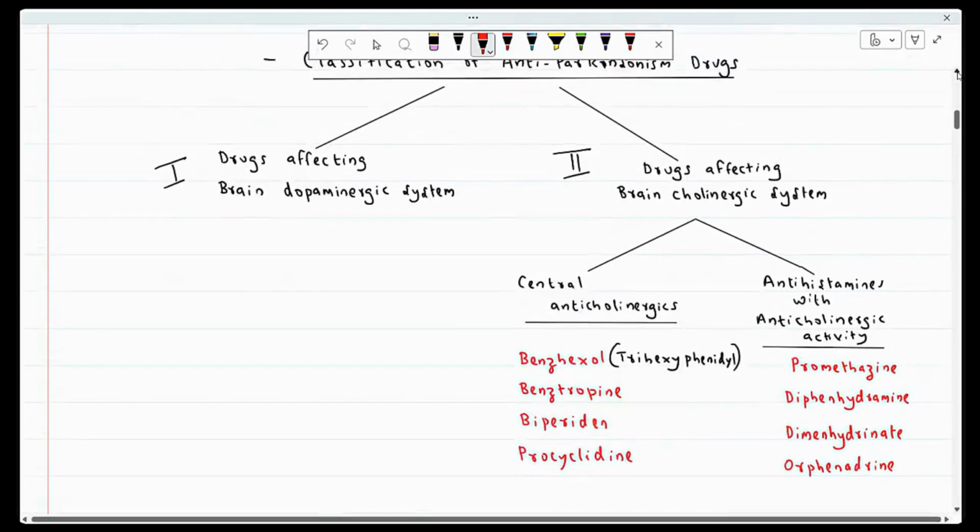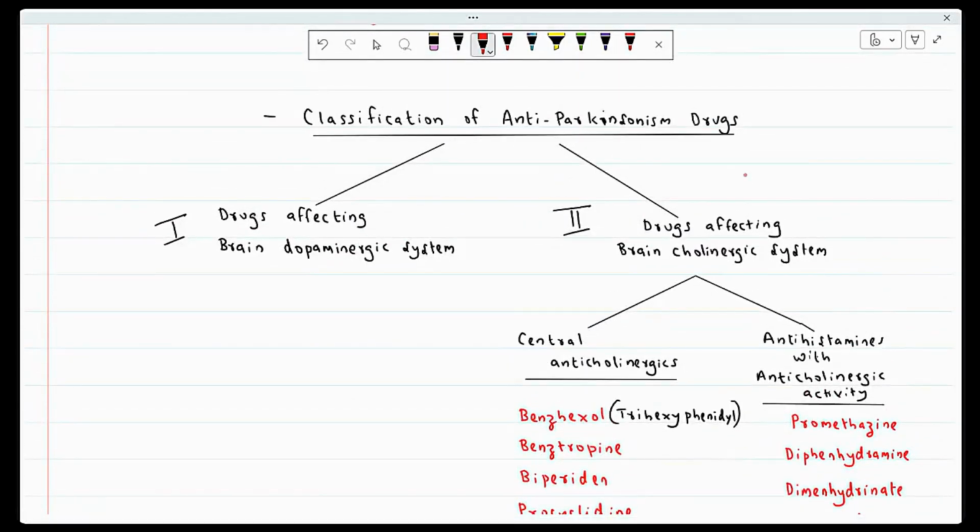anti-Parkinson drugs. As I already told, in Parkinsonism the dopamine level will come down. Normally in our CNS, dopamine and acetylcholine are in balance. Now in Parkinsonism, dopamine level comes down, so during treatment you need to increase the dopamine level. So you can give a drug which affects the brain dopaminergic system. That is the first strategy, and that is the first class.